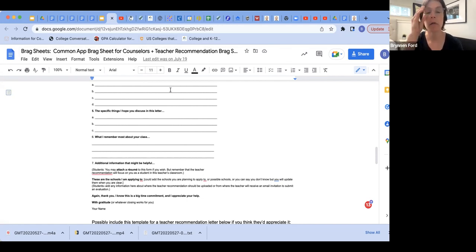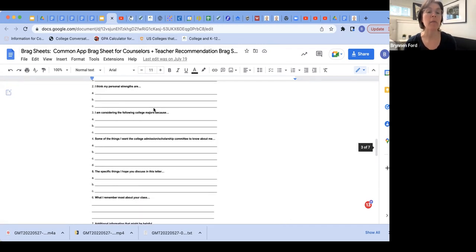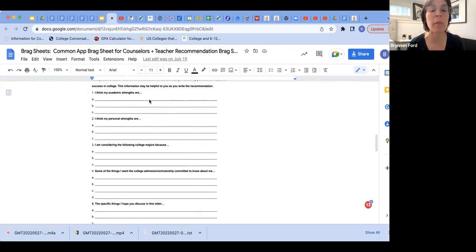Okay. Oh, Thomas put some great stuff in the chat. Right, and specific examples. I do think that that's important. Just like on this sheet, it says my strengths are, and my personal strengths are, and I would agree that it would be helpful if it said something like, what are the examples of that? Yeah. Tell me something about yourself that I do not know. What sets you apart from other students? Okay, those are all really good questions. I'll try to capture those and put them in the document.